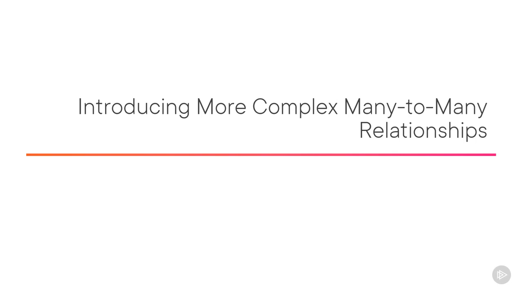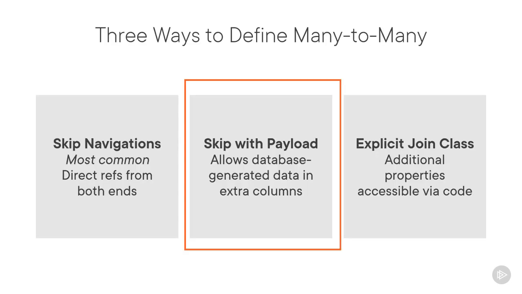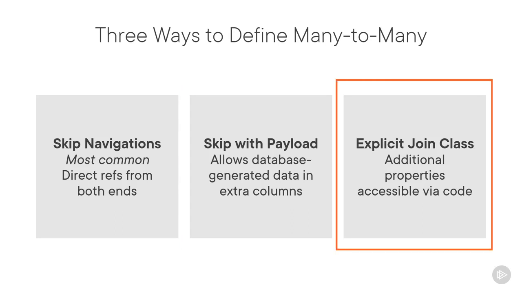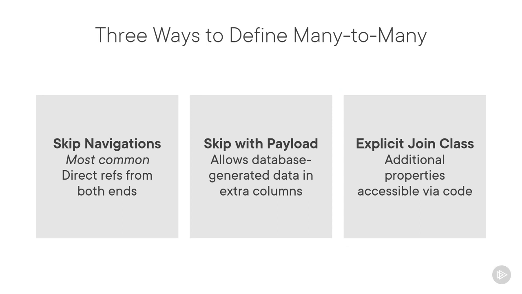Now that you've gone through the basics of working with the most common style of many-to-many relationships using skip navigations, I do want you to have some awareness of the other two ways to map a many-to-many with EF Core. One of these extends the skip navigations, but allows for some payload data, and the other is to create and use an explicit class in between the two ends. So this will just be a light intro to those.